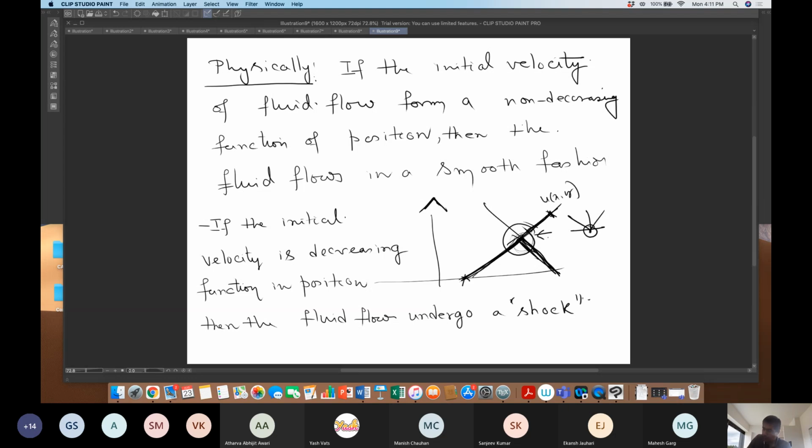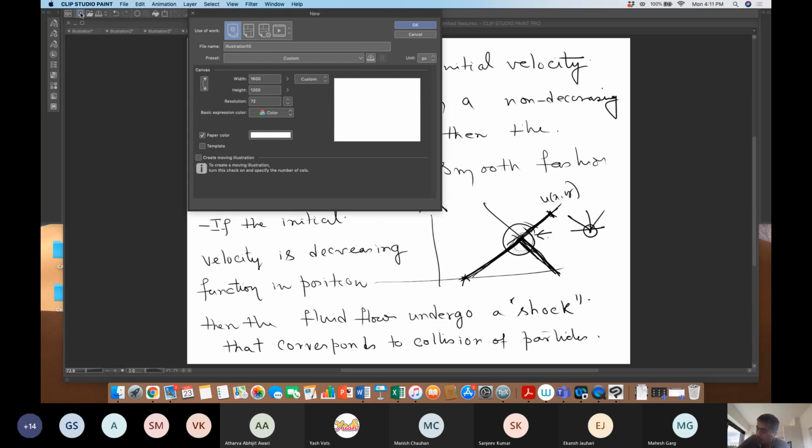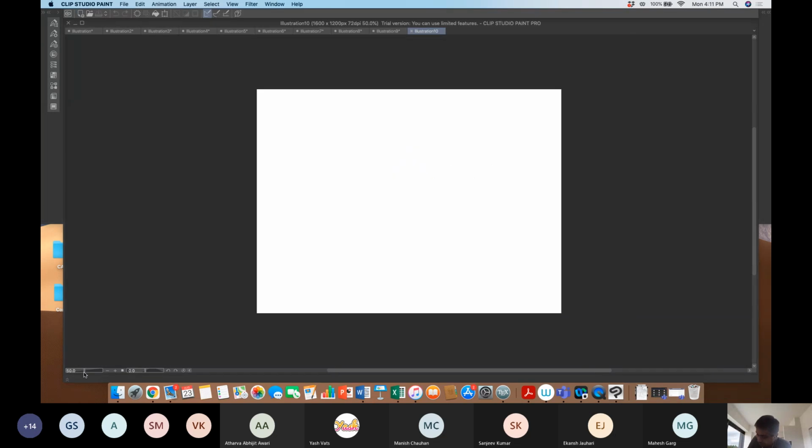We will see with a particular example that corresponds to collision of particles. Okay, let us do some example, then it will be more clear.